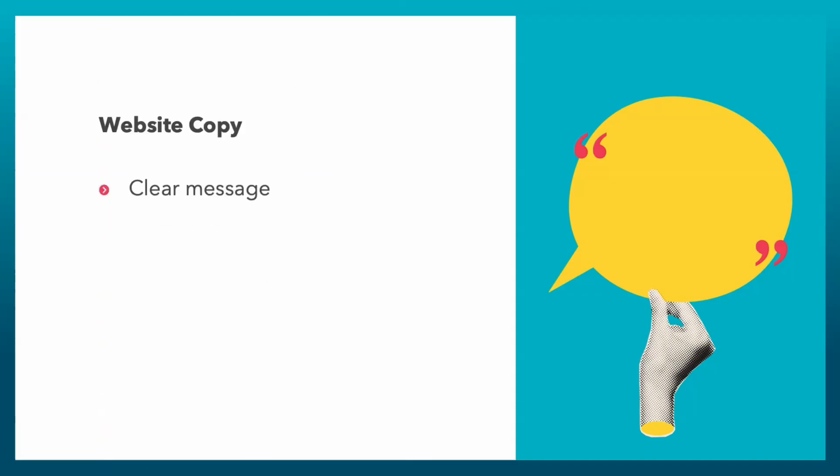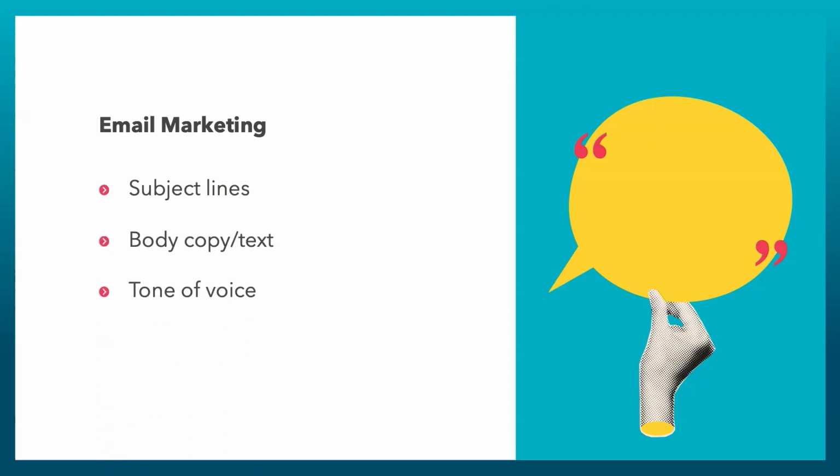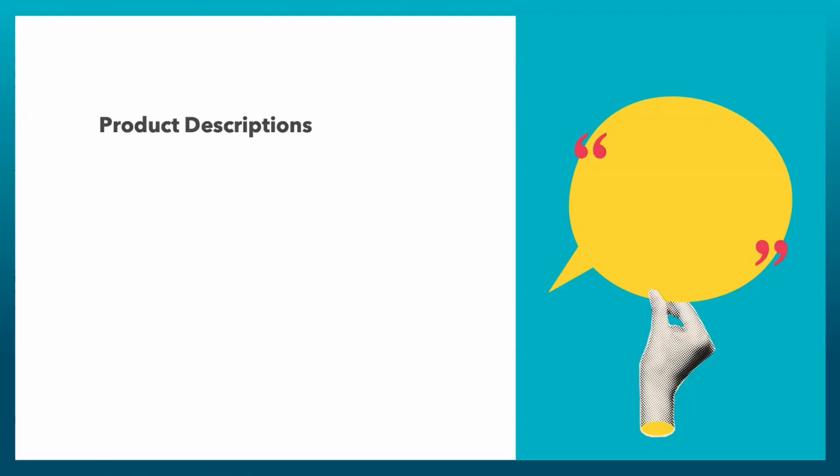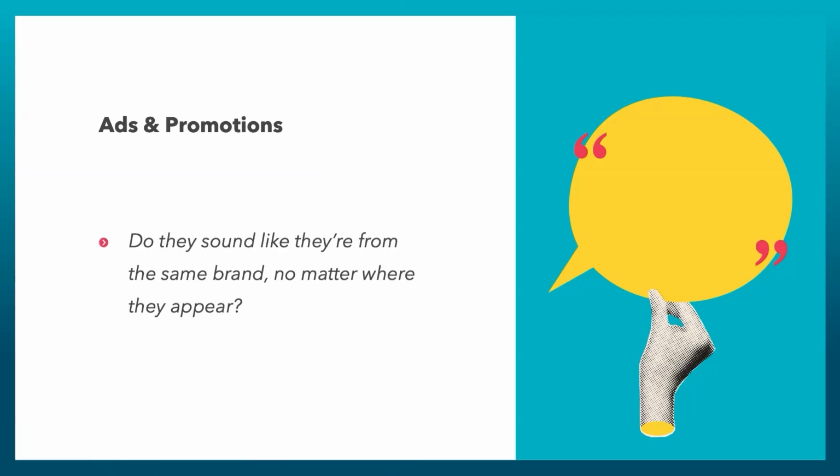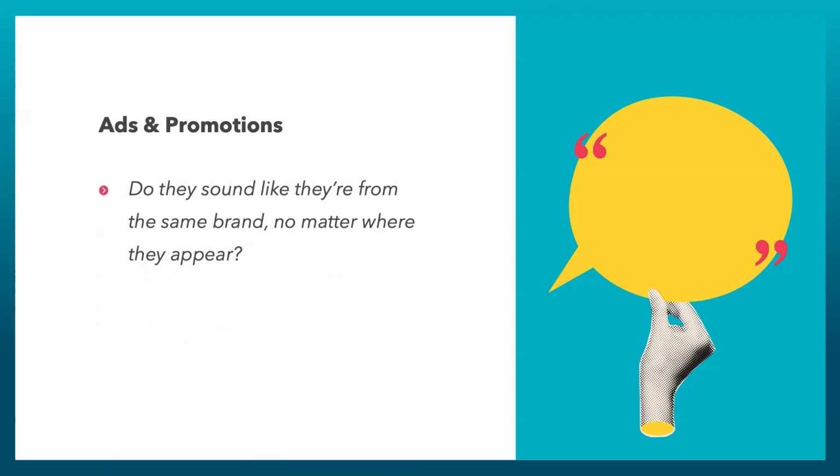Is your messaging clear and aligned with your brand's core values? Is the tone of voice on target for the message and the audience? In email marketing, do your subject lines and body text match your usual tone? And how about those product descriptions? Are they written in the same style across platforms? Finally, let's talk about ads and promotions. Do they sound like they're from the same brand no matter where they appear?